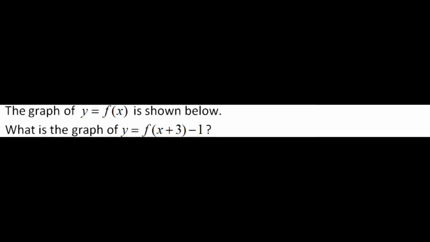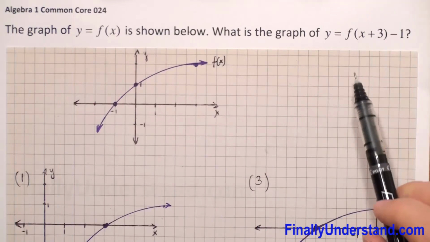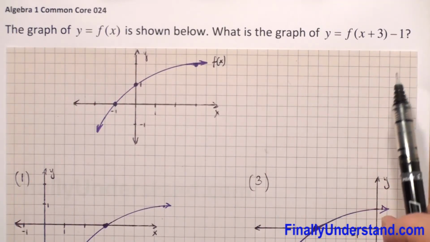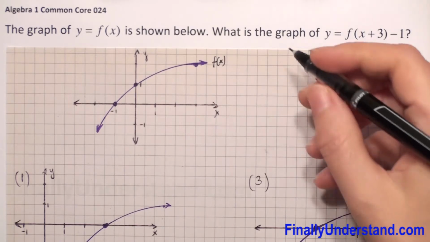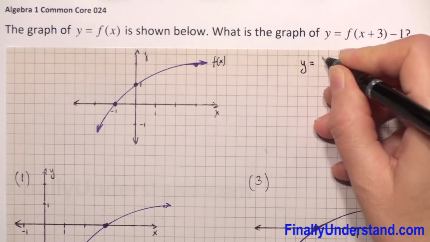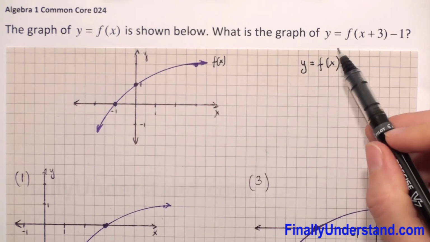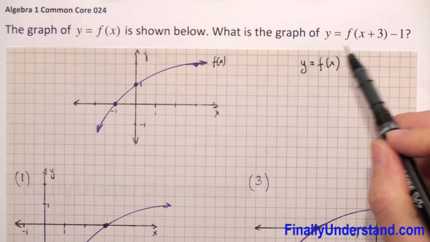The graph of y equals f of x is shown below. What is the graph of y equals f of x plus 3, minus 1? So first, we have the given function y equals f of x, and then our function is changed to this form.